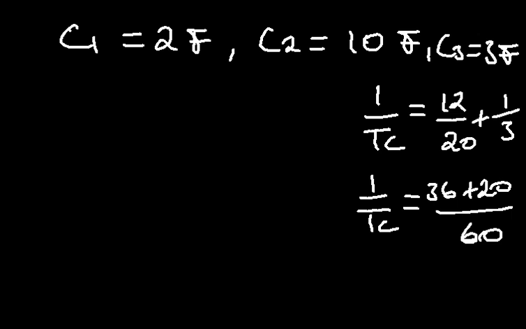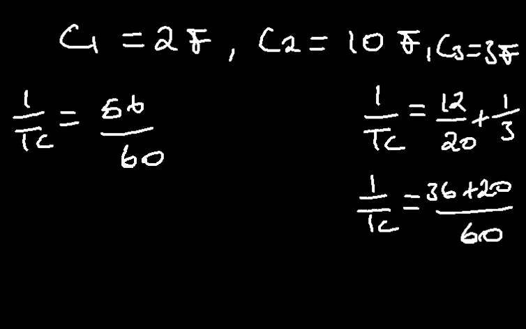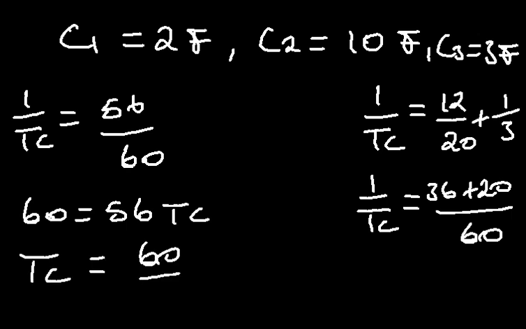So 1 over TC is equal to 56 divided by 60, and then we cross multiply. We have 60 equal to 56 TC. Now TC will be given as 60 divided by 56. So this is how the equivalent or total capacitance is calculated for capacitors connected in a series circuit.